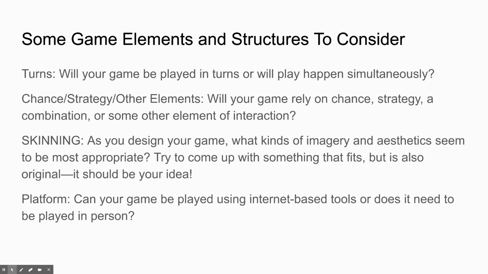As you design your game, what kinds of imagery and aesthetics seem to be most appropriate? Try to come up with something that fits, but is also original. It should be your idea. And we're going to get into this more as we go on. Skinning basically means the visual theme of your game. It is what the game looks like. It has a lot to do with the terminology that you use to describe the turns and players and pieces and everything that your game includes. And usually it has to make sense.